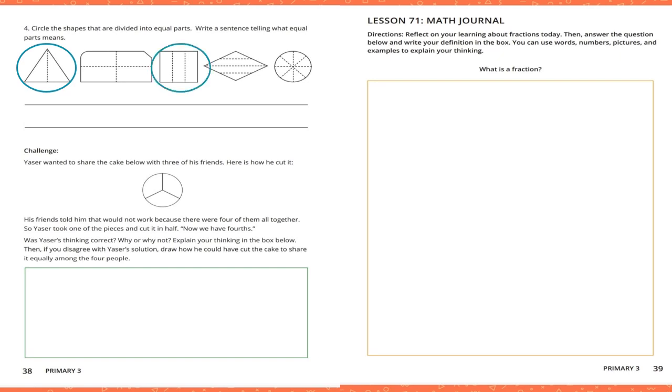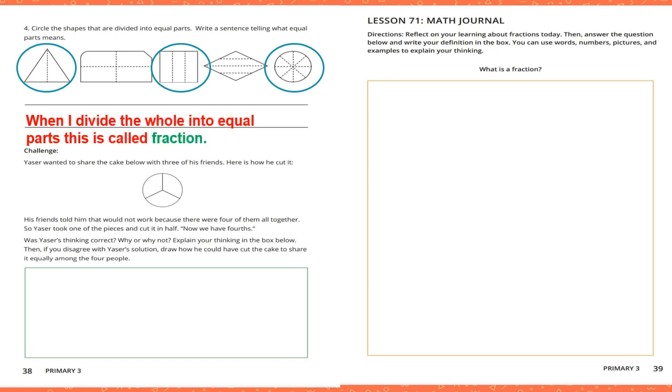This shape, is it divided into equal parts? No, focus here. This part is not like this, is not like this. So I will not circle this shape. The last shape, this circle, is it divided into equal parts? Yes. Now let's write a sentence telling what equal parts mean. When I divide the whole shape into equal parts, this is called fraction.